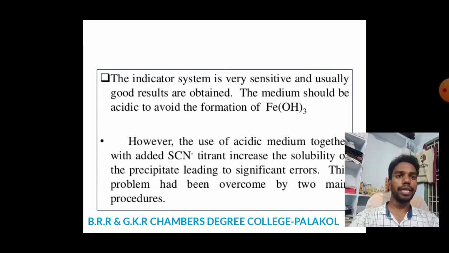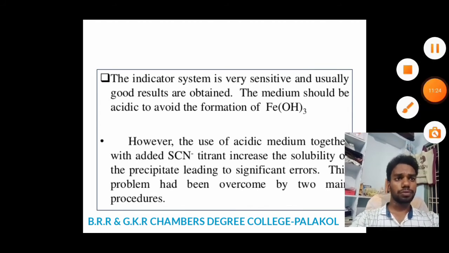Good results are obtained. The medium should be acidic to avoid the formation of ferric hydroxide. Here you have to maintain acidic conditions to avoid formation of ferric hydroxide. However, the use of acidic medium together with the added thiocyanate titrant increases the solubility of the precipitate, leading to significant error. This problem is overcome by maintaining these procedures.